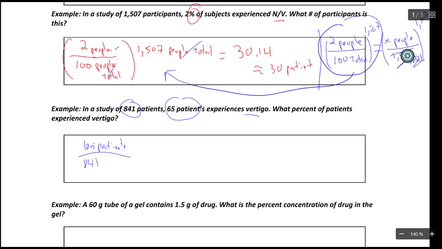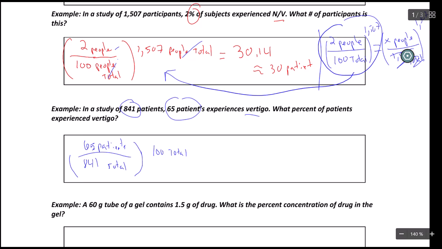And 841 of those patients, right? 841 total. 65 of those people experience vertigo. You know that 65 people out of 840, in order to have a percent, you need to know what it is out of 100 people. So this is out of 100 total.